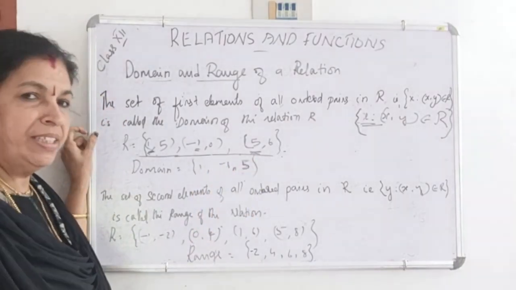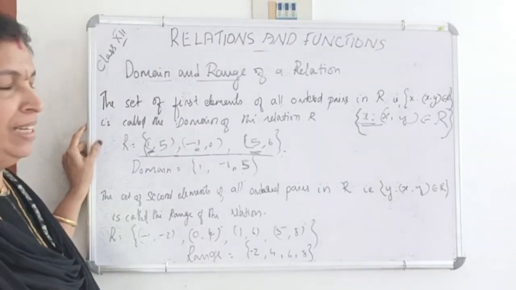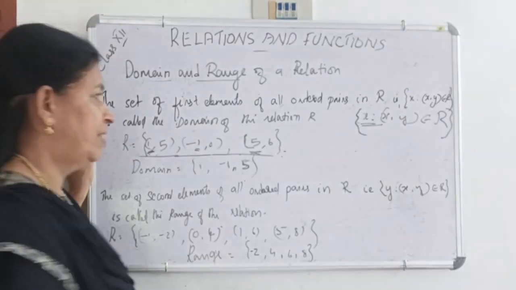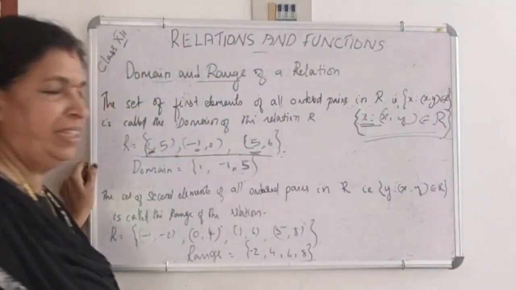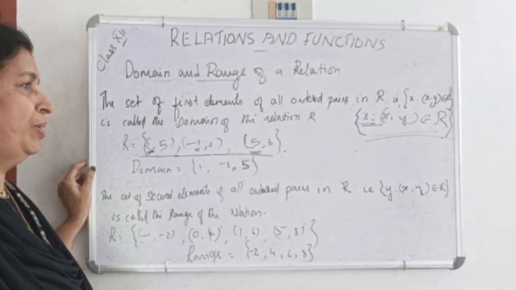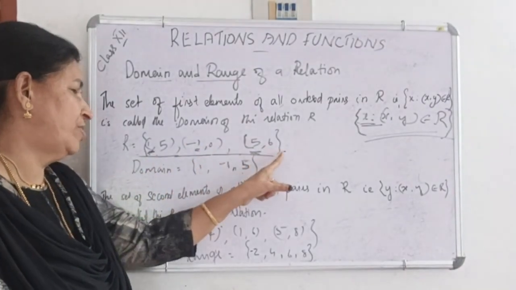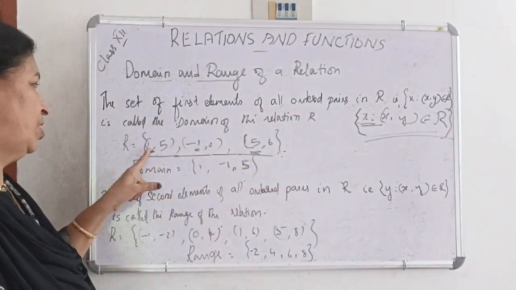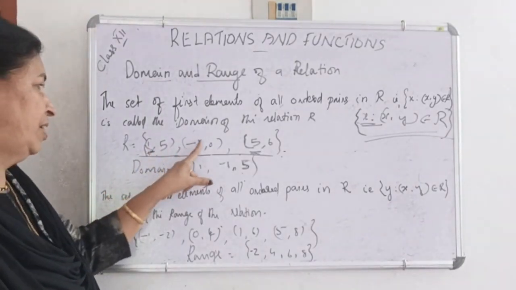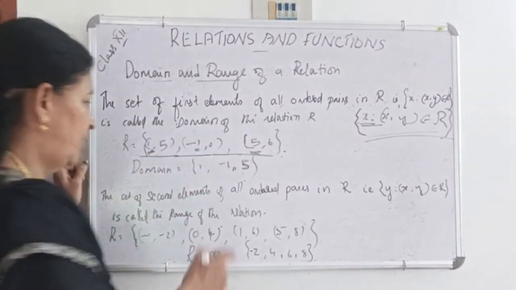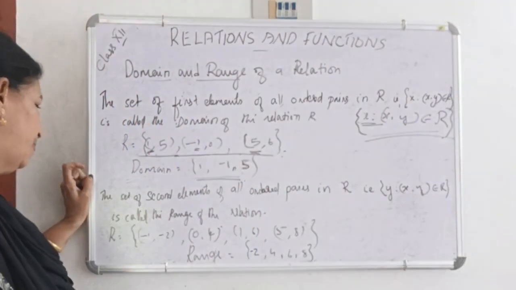The domain is the set of first elements of all ordered pairs in the relation R. In set builder form we write it as the set of X such that ordered pair (X, Y) is an element of R. Relation R equals (1, 5), (-1, 0), (5, 6). Then domain equals the set of first elements: 1, -1, 5. Here the domain of this relation is {1, -1, 5}.